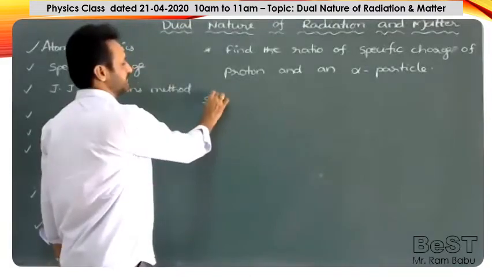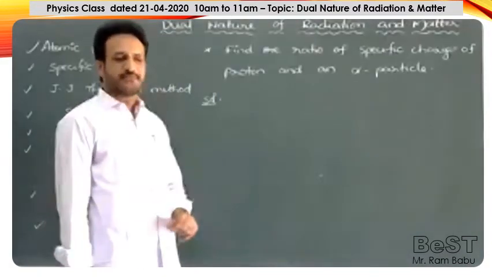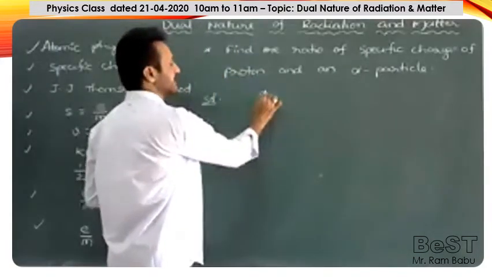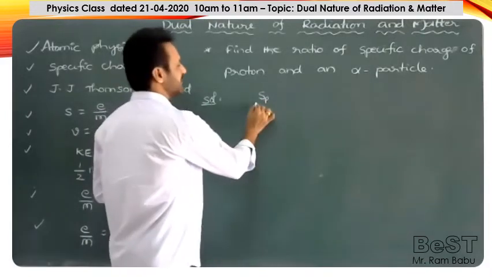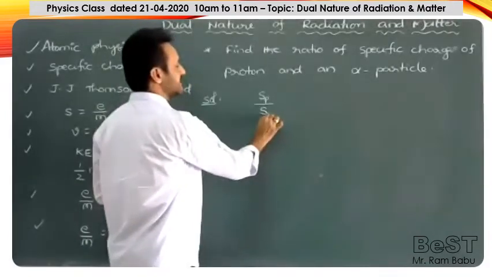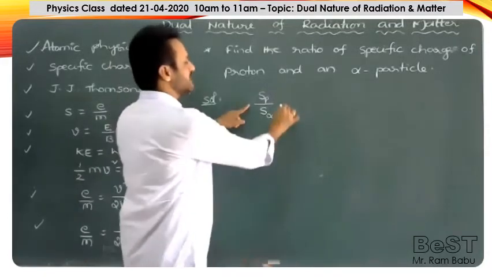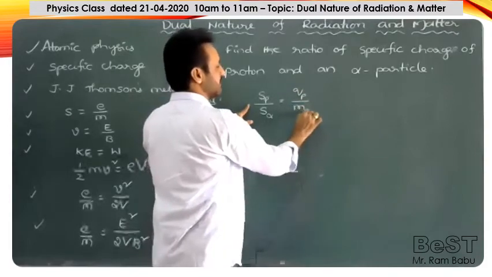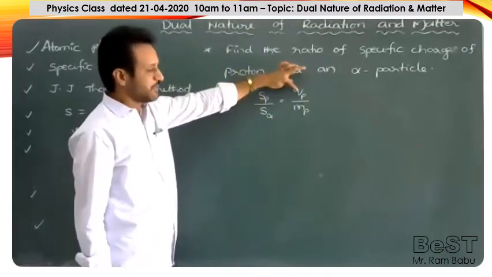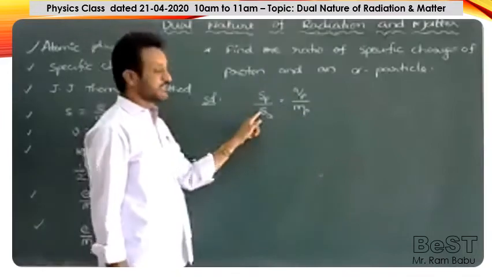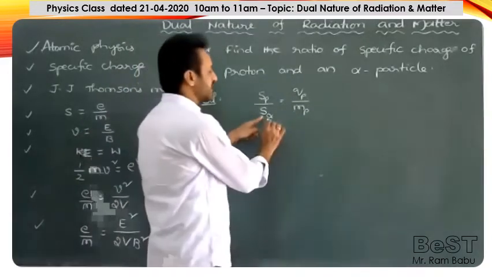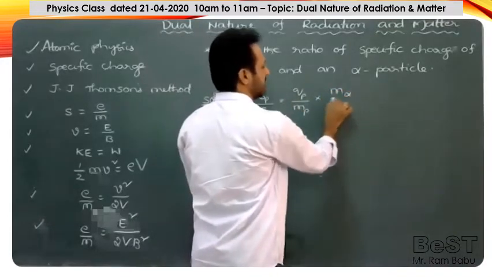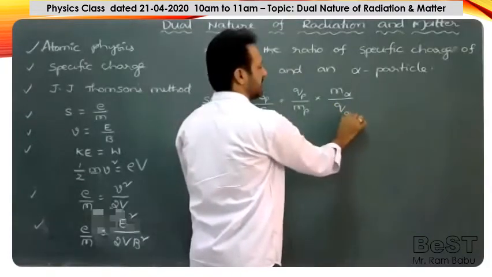So how to solve this problem? We know specific charge is equal to charge by mass. I am writing S suffix p for the specific charge of the proton, and S alpha for the specific charge of the alpha particle. So the specific charge of the proton is the charge of the proton by the mass of the proton, divided by the specific charge of the alpha particle, which is the charge of the alpha particle by the mass of the alpha particle. I am writing it as the mass of the alpha particle by the charge of the alpha particle.